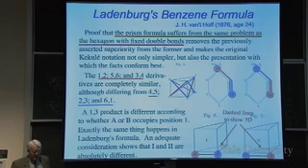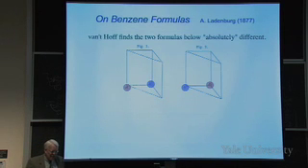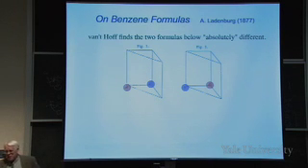Now, what would Ladenburg say about this? He wouldn't take it lying down. He wrote back and said, Van 't Hoff finds the 2 formulas below absolutely different. How is what he wrote different from what Van 't Hoff wrote? How are Ladenburg's formulas different from Van 't Hoff's? It's not in 3D. How do you know whether it's in 3D or not? Well, he doesn't use dashed lines. Ah, he doesn't use the dashed line.